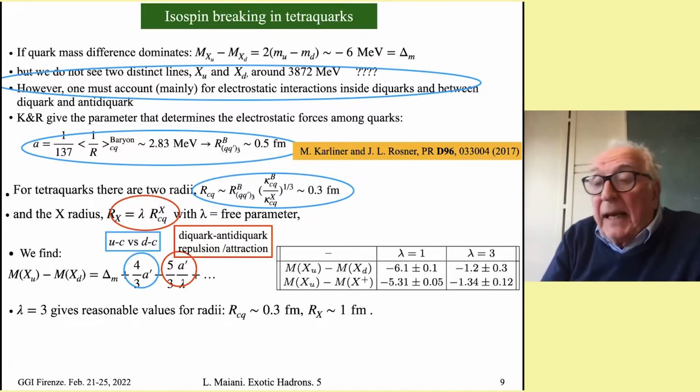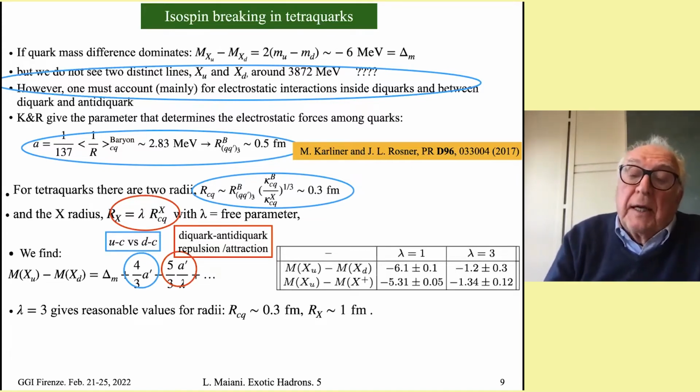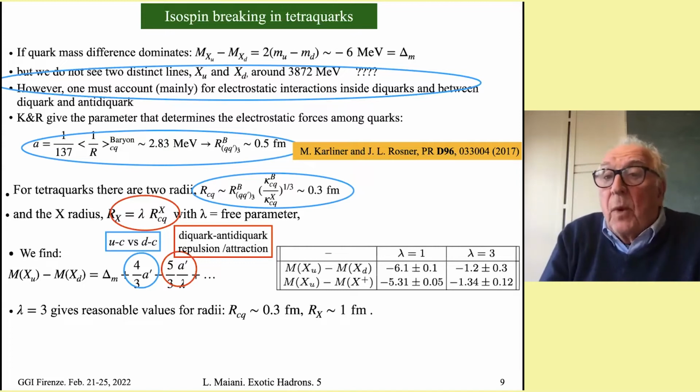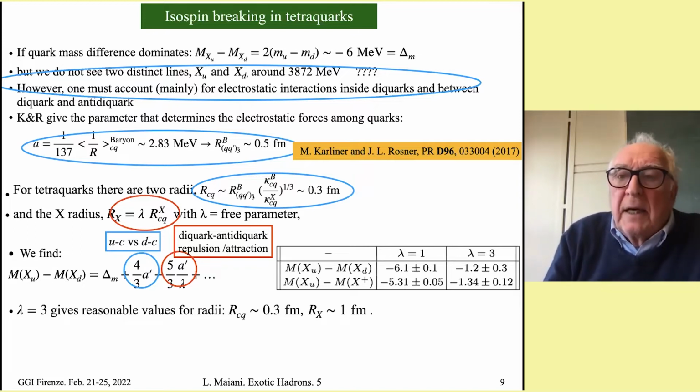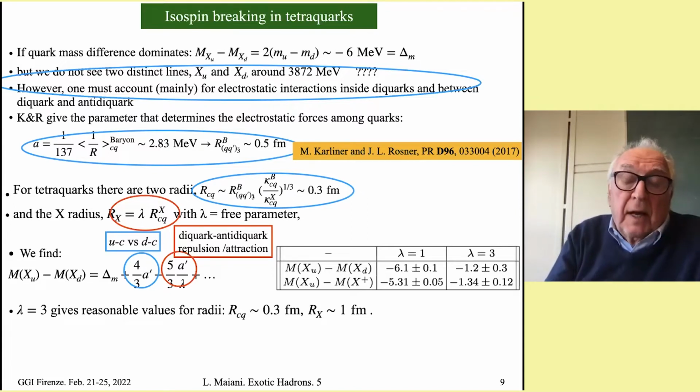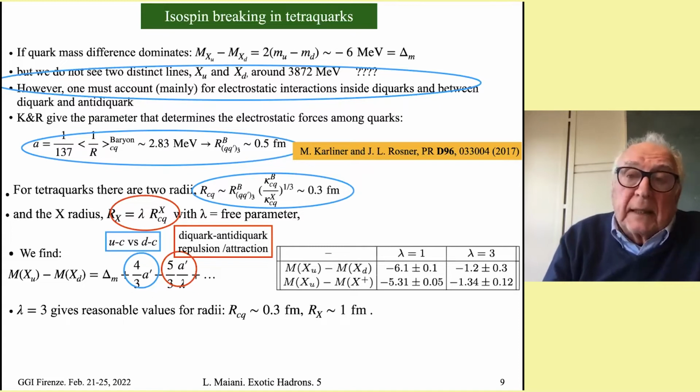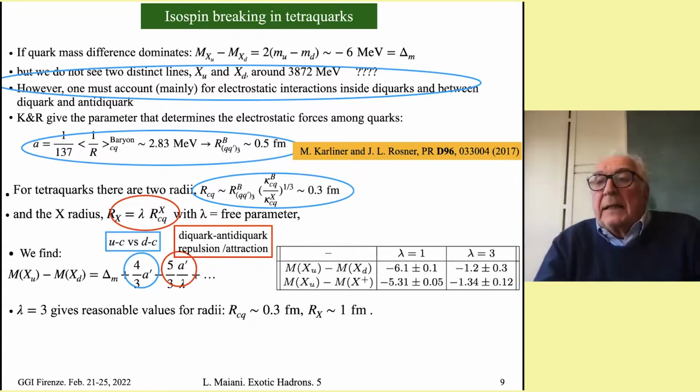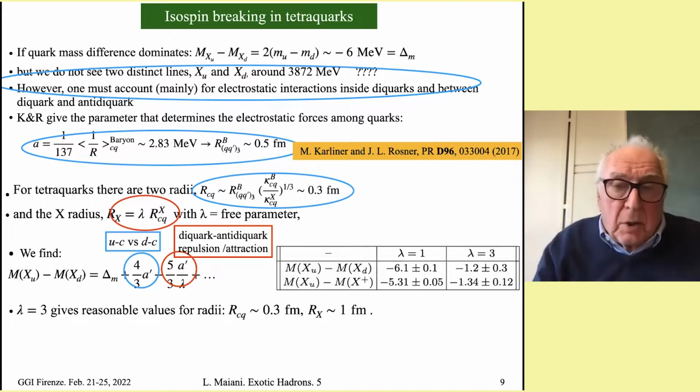But if lambda is something like 3, then, of course, the difference XU minus XD can be of the order of 1 MeV. 1 MeV is much better than 6 MeV to say that the two things coalesce inside the line seen for the X3872. What are the parameters that come out of this analysis? Well, the diquark is about 0.3 Fermi, and the X tetraquark will be about 1 Fermi. So the tetraquark will be a little larger than, say, the proton, but not so much. So we consider that a reasonable picture.